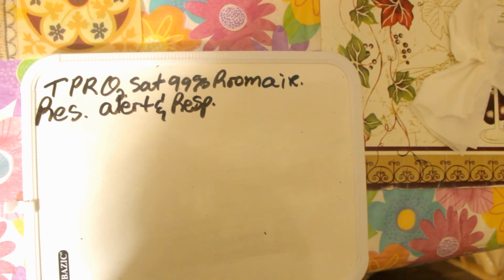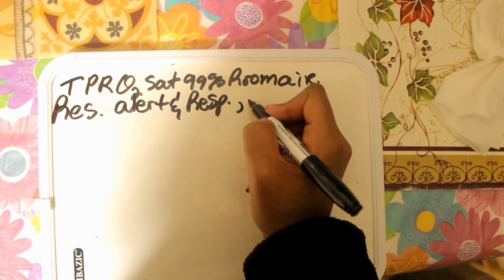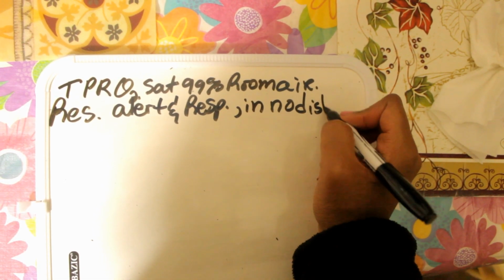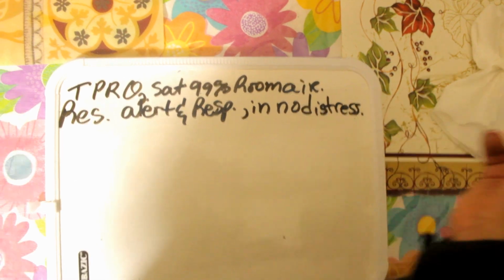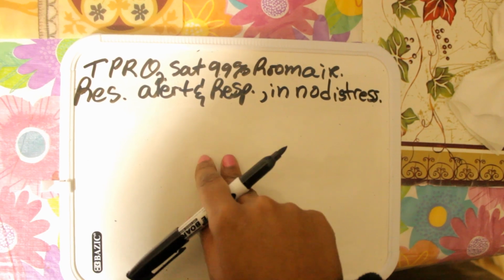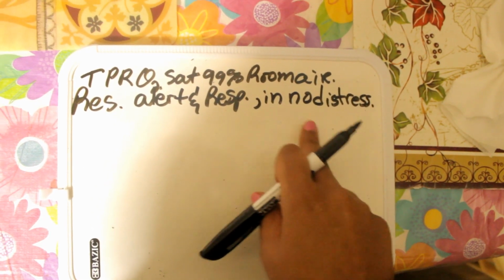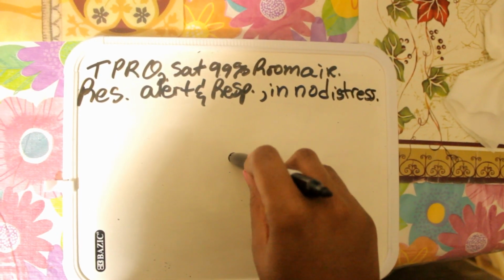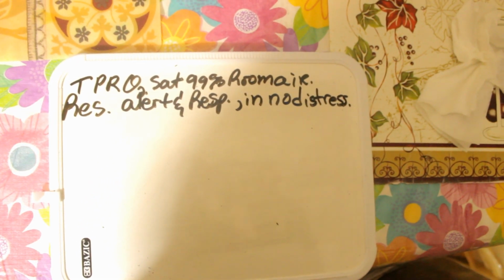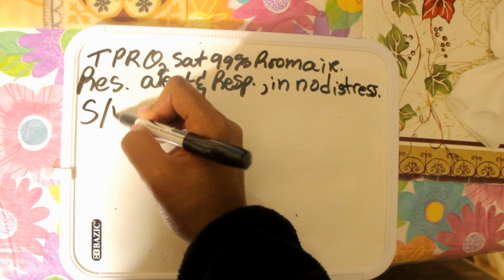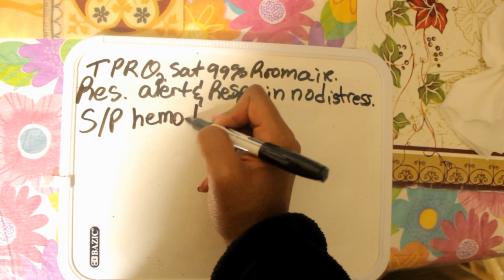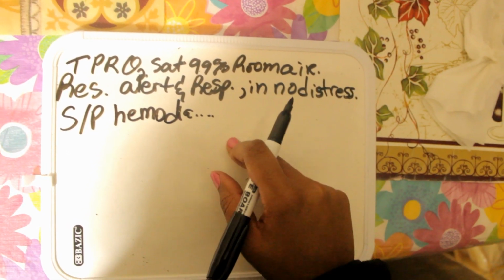In no distress. It's always good to write how your resident is doing, just so that if a family member calls asking how their family member is doing, not only can you say it over the phone, but you have it in the document. Because, like they teach you in nursing, if it's not documented, it's not done. So after that, you could put status post hemodialysis, however you spell that.